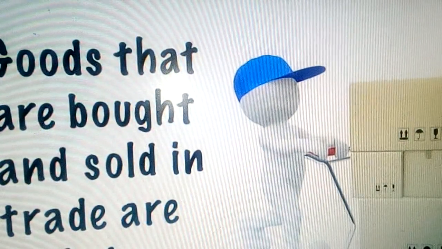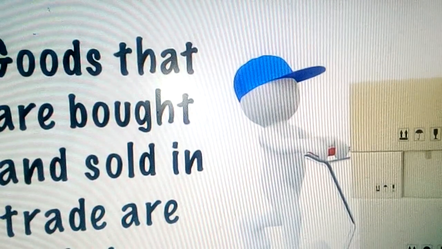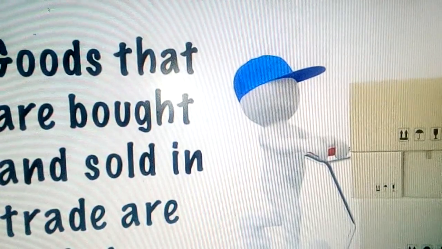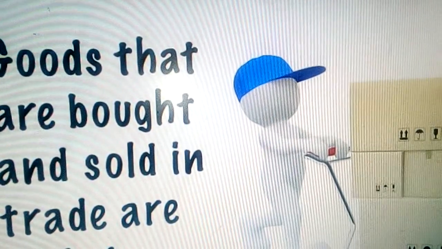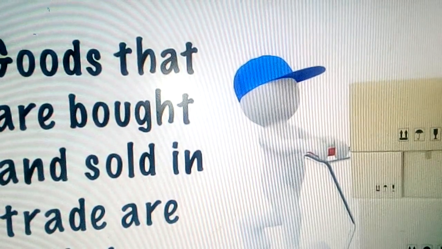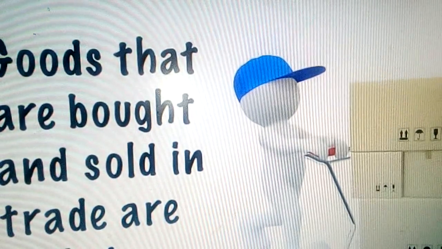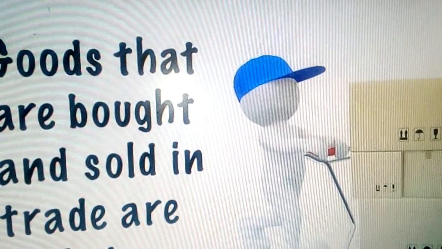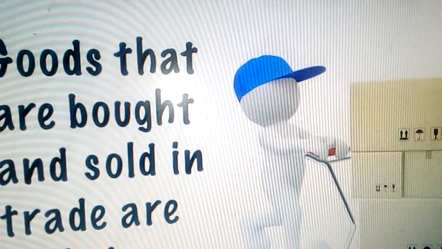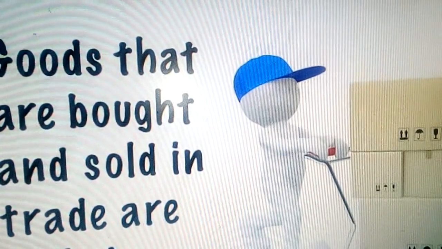Good. Now, like I said before, merchandise has got to do with two parties, the supplier and the buyer. Now, the supplier has the goods. These goods are bought and sold in trade and are called merchandise. So the merchandise are the goods that the supplier buys and keeps, stocks in the warehouse for them to be resold.